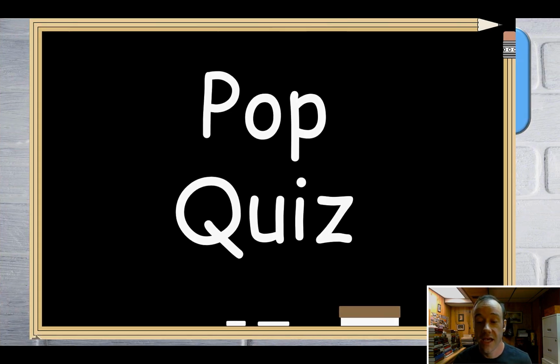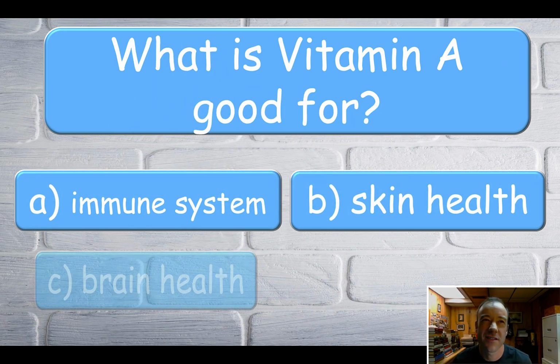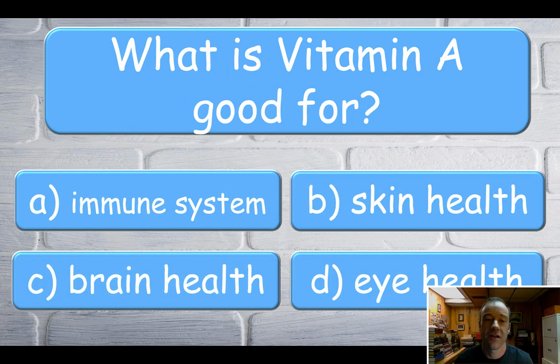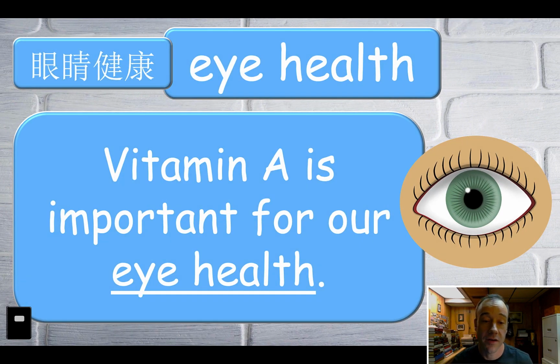Okay. And then there's going to be a pop quiz. So what is vitamin A good for? This is just kind of testing, to see if they know, so you can have them guess. You can call on students from each team and have them guess, or you can poll the class and see what they think. It's eye health. Okay. So you can tell them that vitamin A is important for our eye health.